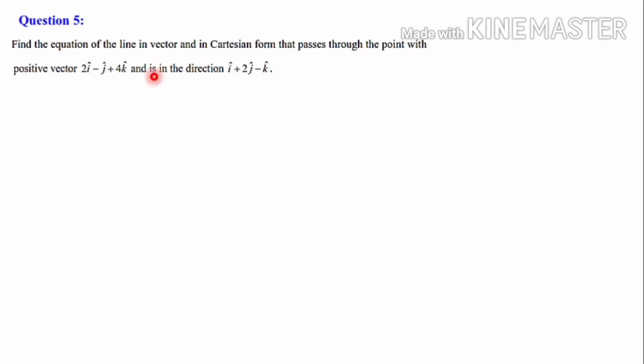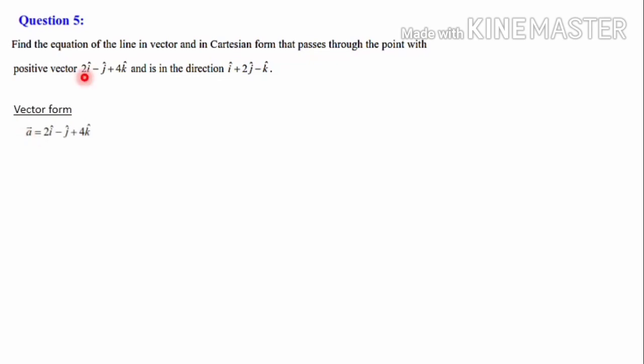In the direction of is a keyword. It means a vector is given to us, called the parallel vector. So it is in the direction of i cap plus 2j cap minus k cap, in the sense this is a parallel vector. So one point we have got from here, and the parallel vector is also given to us. So that is the point-parallel form. Vector form we have to write.